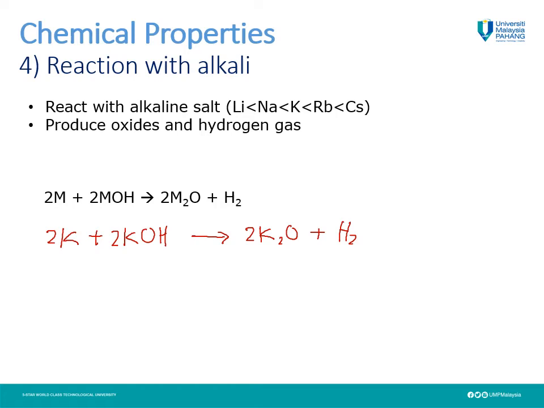So another example. So let's say we are using rubidium. So we need rubidium hydroxide. It will form the oxide and production of hydrogen gas.